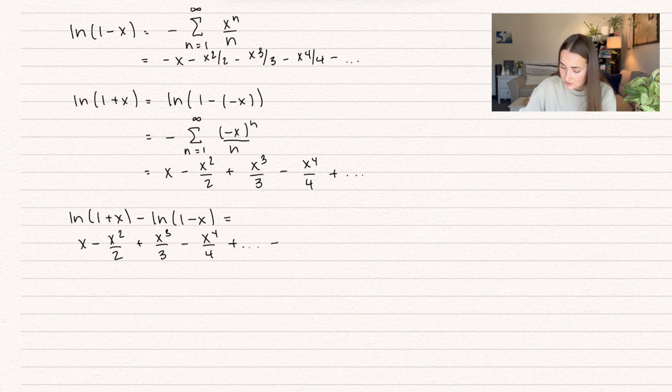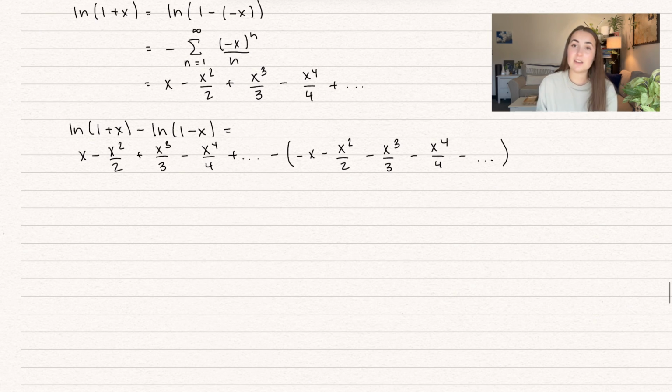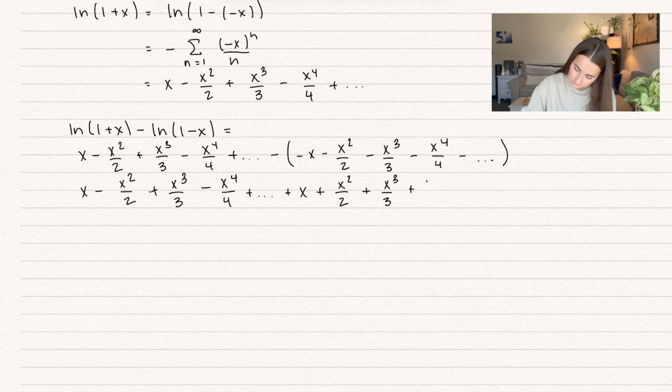And now we're going to subtract all of the natural log of 1 minus x. So that's going to be negative x minus x squared over 2 minus x cubed over 3 minus x to the 4 over 4 minus, and so on. The first thing we can do is distribute that negative sign. So all of those are going to become positive. Now we can see if anything cancels out. So we have minus x squared over 2 plus x squared over 2, minus x to the power of 4 plus x to the power of 4. All of the even ones are going to cancel out, and we're going to be left with double of all the odd ones, right?